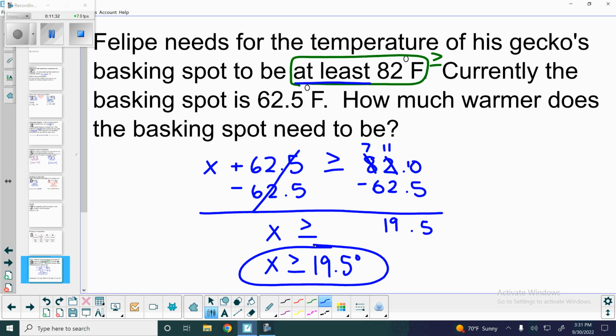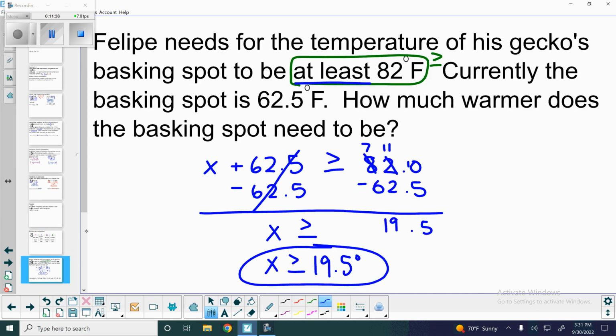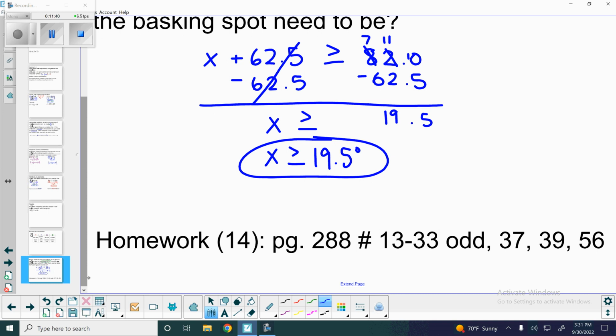So make sure you refer back to this chart if you need to figure out which of the symbols you're supposed to use. So you have 14 questions that you're going to do. Make sure you pay attention to what the directions are asking as far as set builder notation and as far as drawing the number line. It should explain it all for you so you know exactly what it is that you are supposed to do.